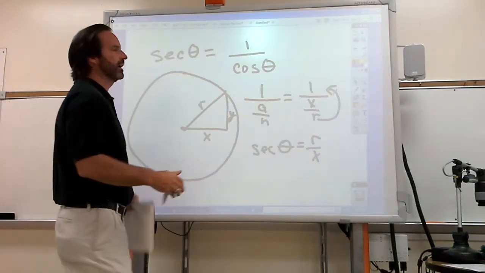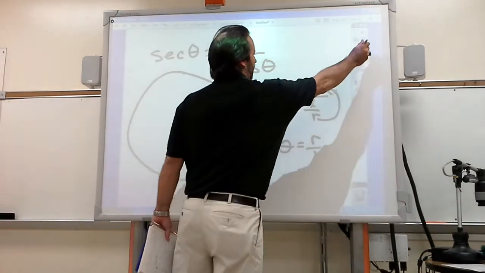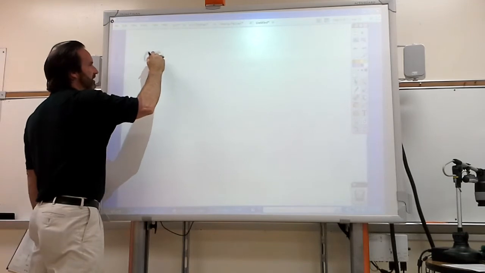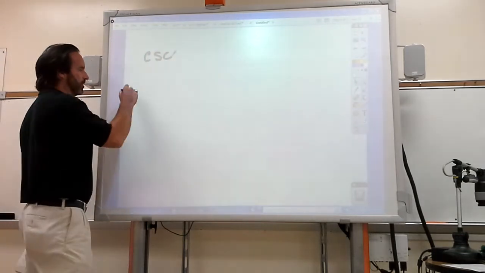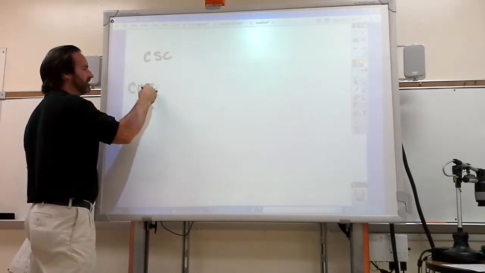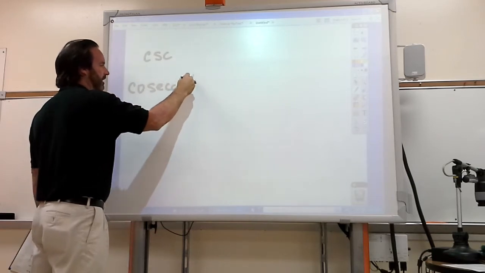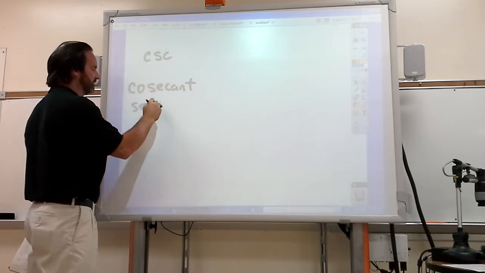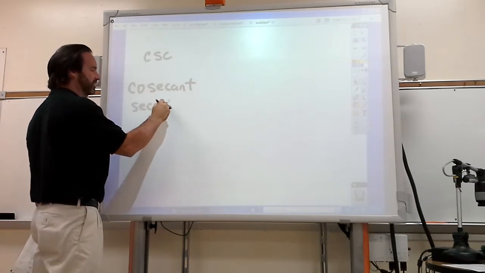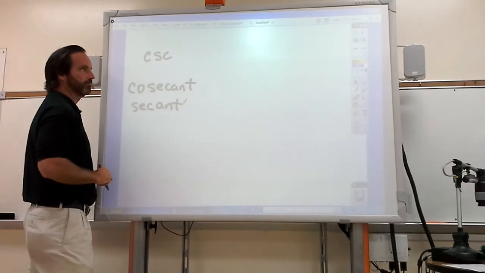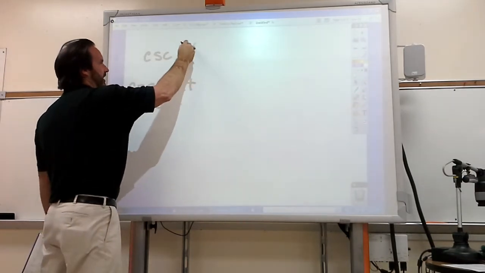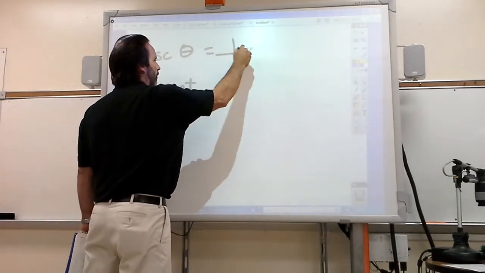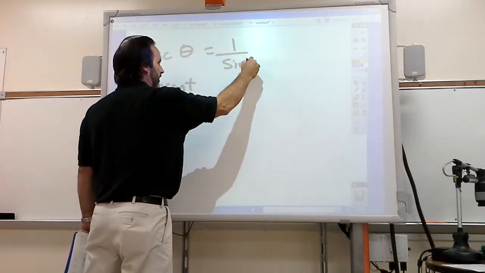Okay? Okay, let's try cosecant now. Excuse me. Cosecant, and just also secant is spelled S-E-C-A-N-T. Okay? Cosecant of theta is related to sine. That equals 1 over sine theta.